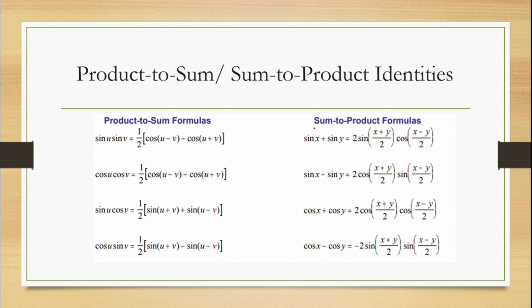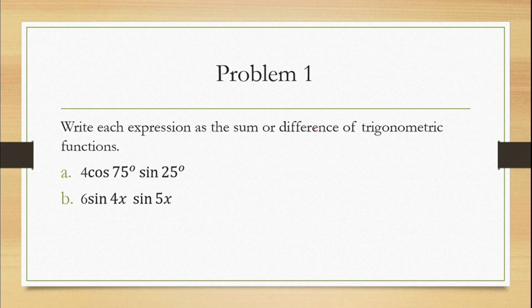So let us have first example, number 1. Write each expression as the sum or difference of trigonometric functions. We have here A, 4 cos 75 degrees and sine 25 degrees. And letter B, sine 4x and sine 5x. So let's start with letter A, problem number 1.